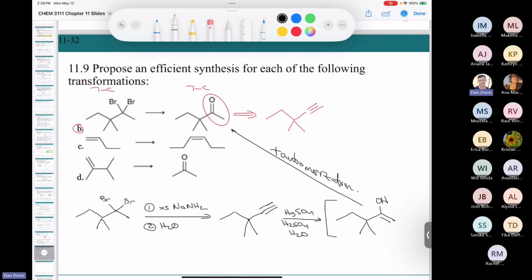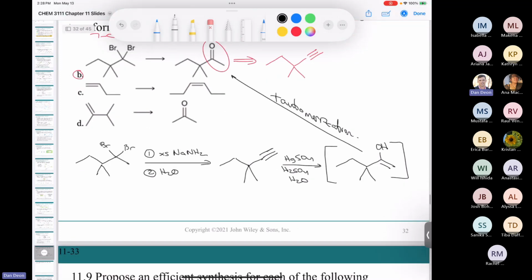All right, because the enol is unstable. All right, let's try the next one, C.